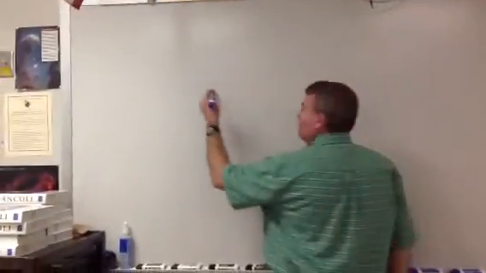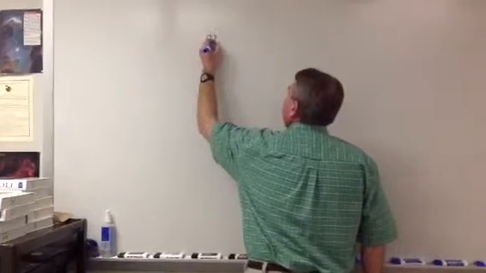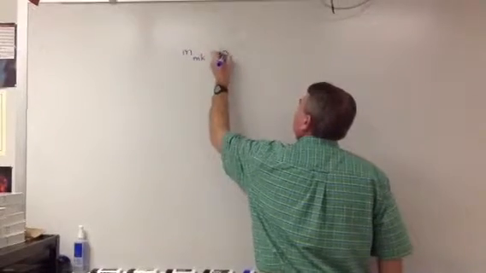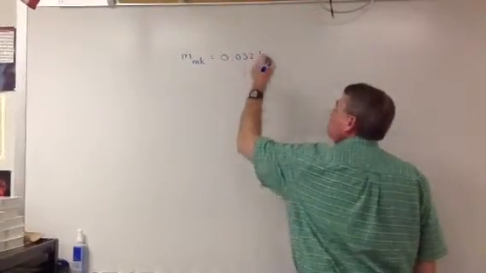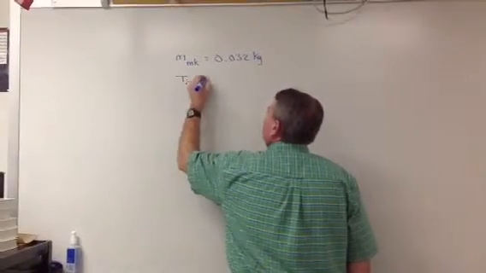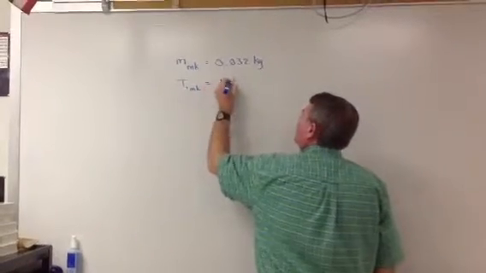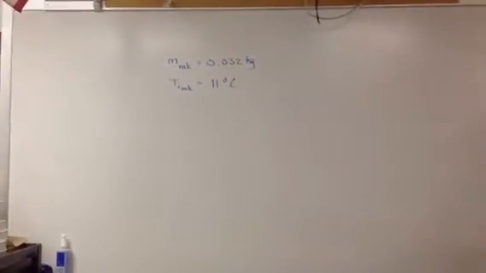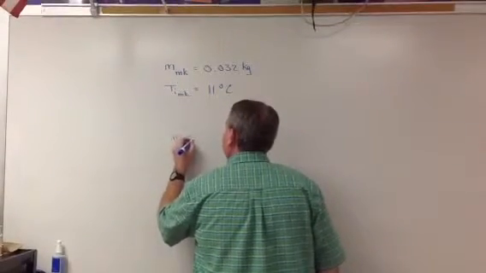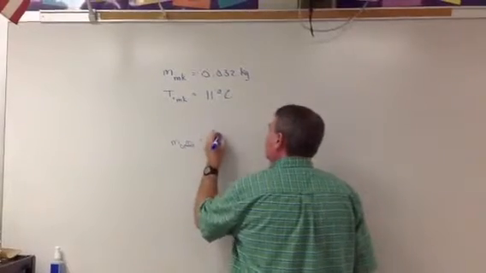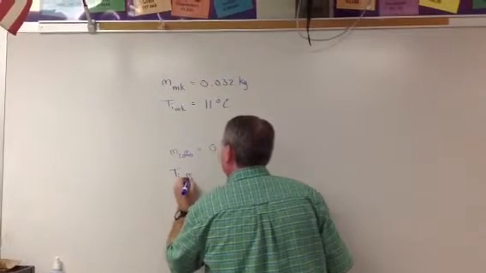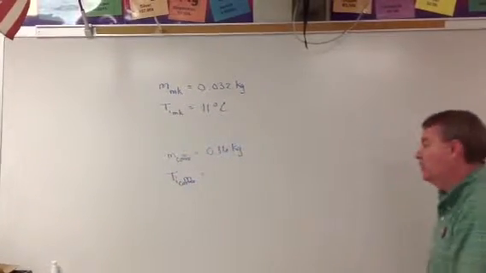Now, we have the mass of milk. I'll just put MK. It's 0.032 kilograms. And the initial temperature for milk is equal to 11 degrees Celsius. Okay, it's added to 0.16 kilograms of coffee, so the mass of coffee is 0.16 kilograms. The initial temperature of the coffee is equal to 91 degrees Celsius.